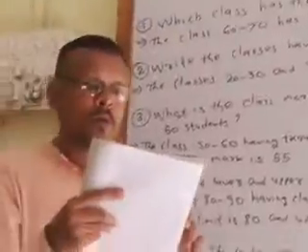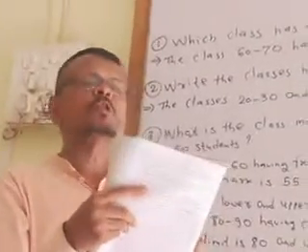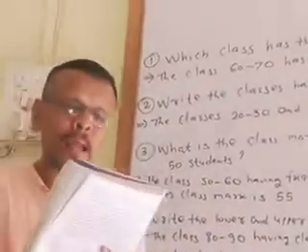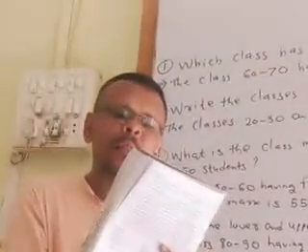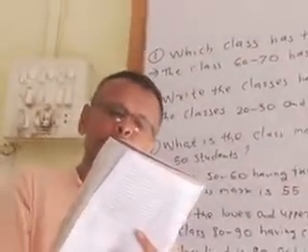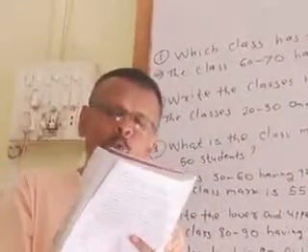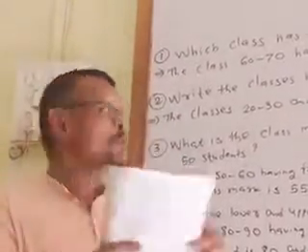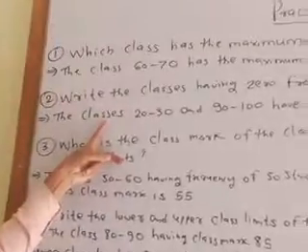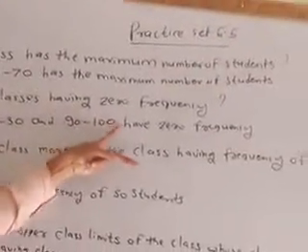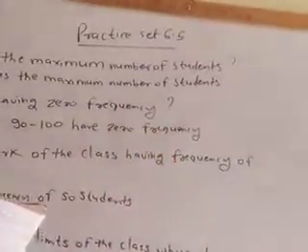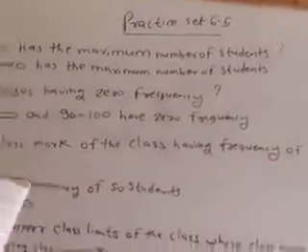Second question, write the classes having 0 frequency. The point for 20 to 30 is on the x-axis and the point for 90 to 100 is plotted on the x-axis. So these two classes have frequency 0. So the answer: the classes 20 to 30 and 90 to 100 have 0 frequency.